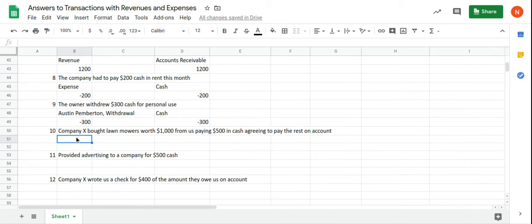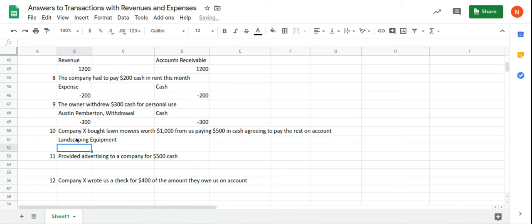Number 10, Company X bought lawnmowers worth $1,000 from us, paying $500 in cash, agreeing to pay the rest on account. If Company X bought lawnmowers worth $1,000 from us, we are going to be losing lawnmowers. That is going to be landscaping equipment. If they bought them from us, we no longer own them. If we no longer own them, we lost $1,000 worth of landscaping equipment.